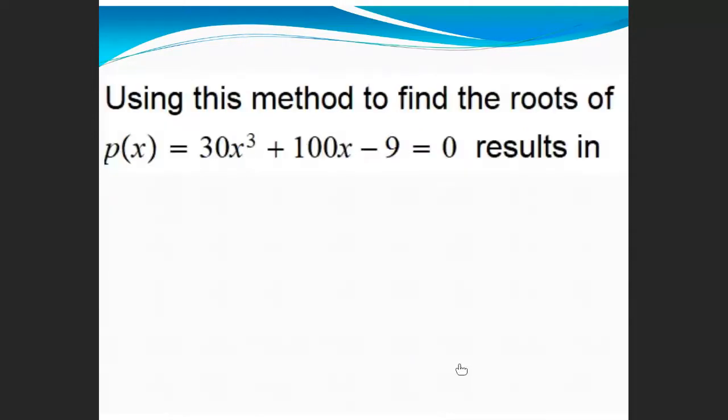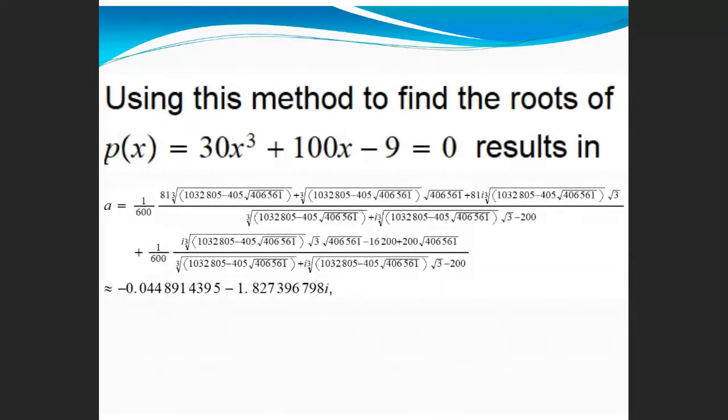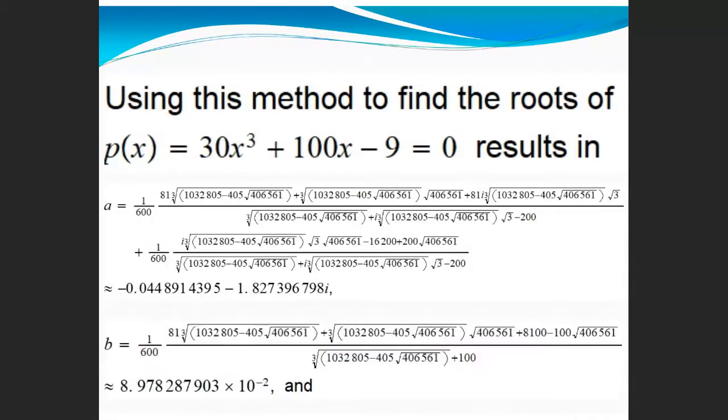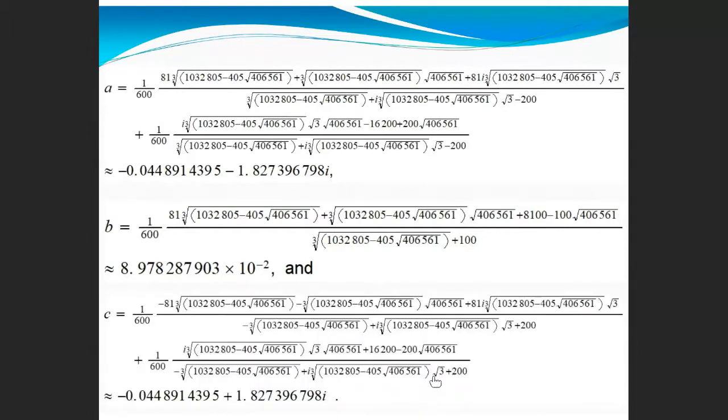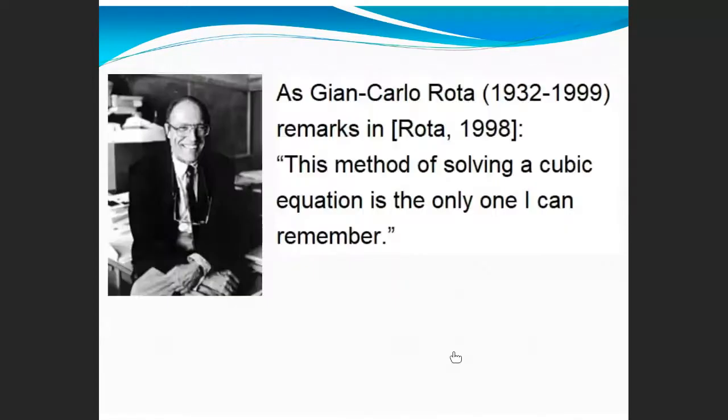And so when you use this method for our P of x here, we actually get three roots, A, B, and C. And B is a real root. And, you know, if you have a cubic polynomial in one variable, it'll always have at least one real root. And in this case, the other two roots are non-real complex and they're conjugates, by the conjugate pair theorem. Now, Rota says this method of solving a cubic equation is the only one he can remember.